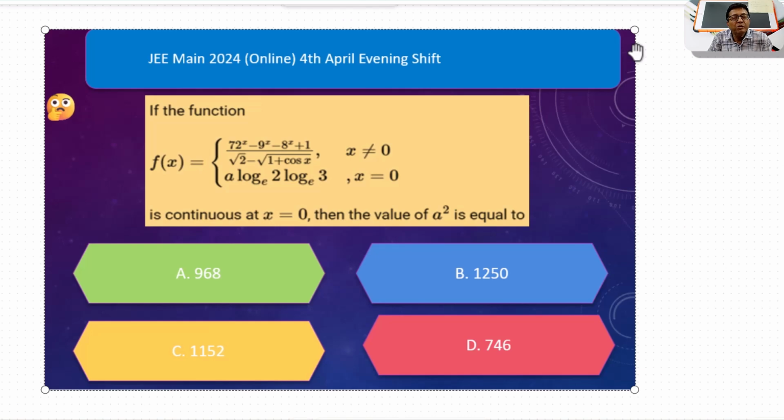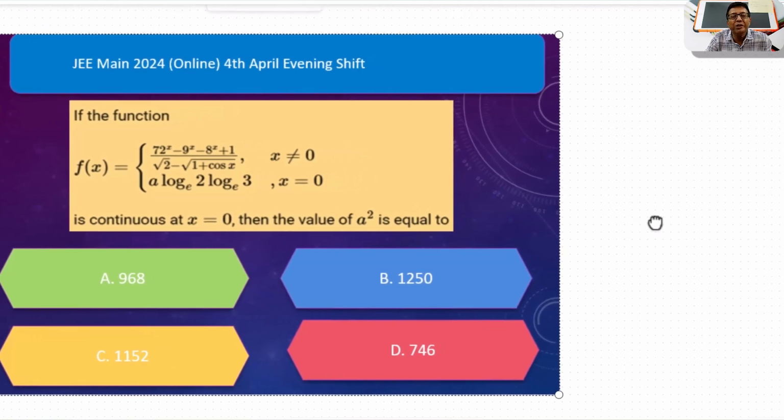This is also I have chosen from the 2024 paper. If this function is continuous at x equal to 0, what is the value of a square?